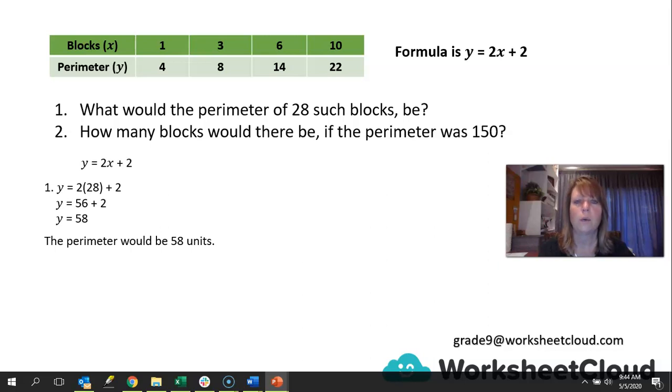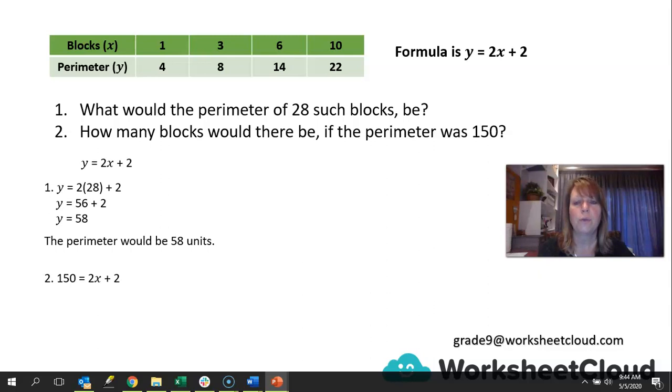It just said that there was 1 unit each around the outside of the block. So the perimeter, if we used 28 blocks, would be 58 units. Right, let's go on and work out how many blocks we would need if the perimeter was 150. So this time your y value is given, and you need to work out your x value.